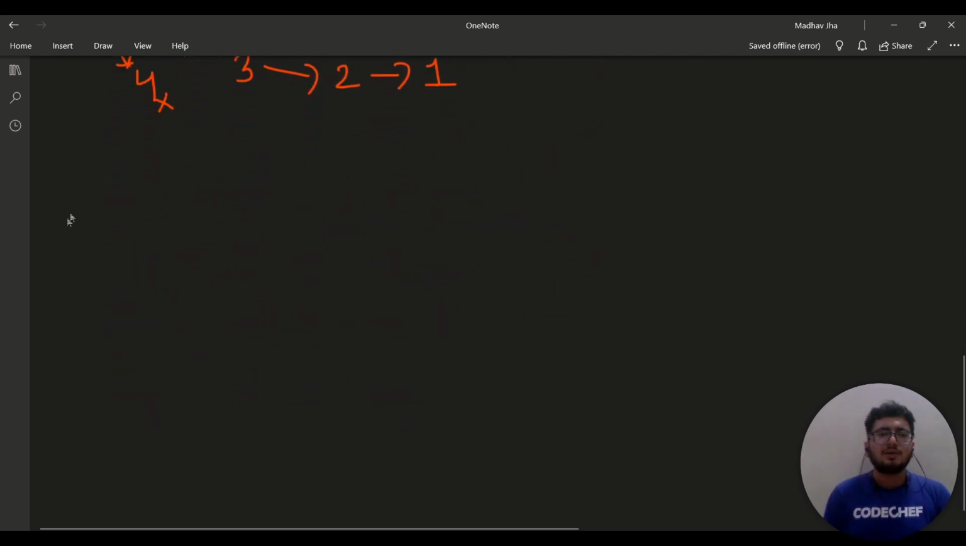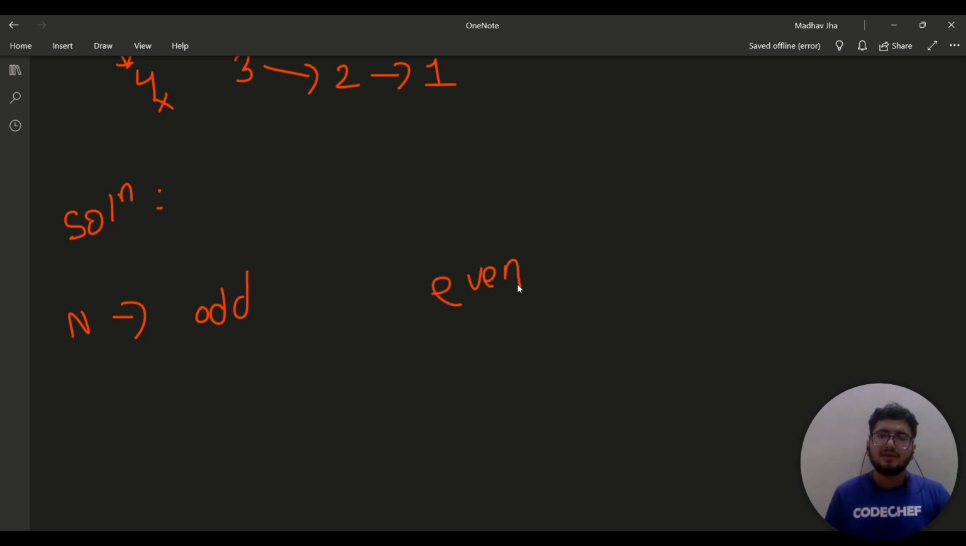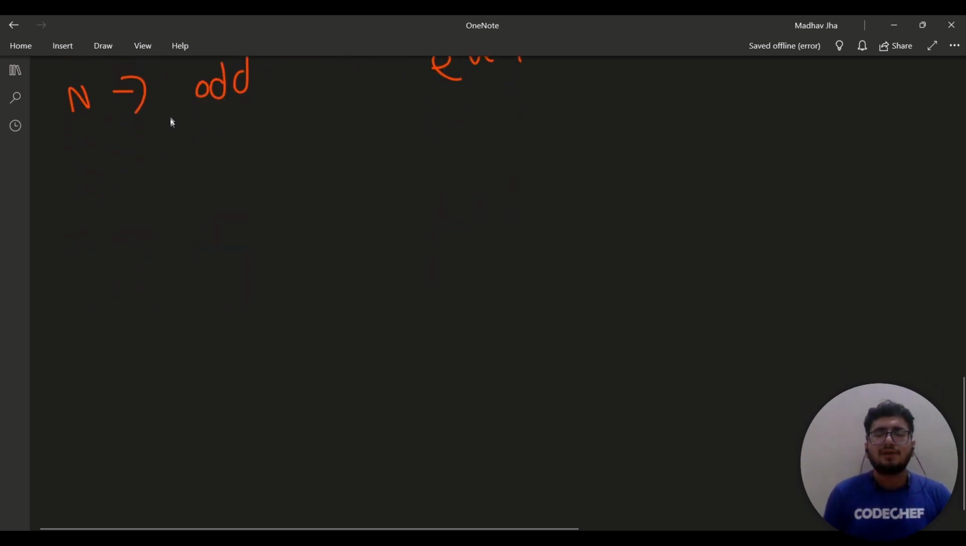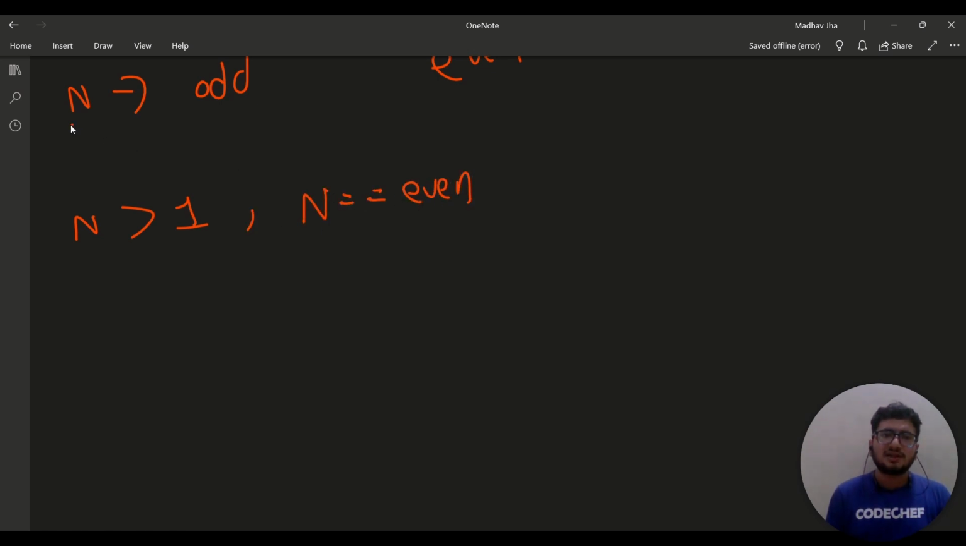Let's see how we can approach the solution. When we are given an n, the value can either be odd or even. Let's first check what to do if we have an odd number. If we have an odd number, we cannot perform the second type of operation, because it says that n has to be greater than 1, that is fine, but additionally n has to be even. So if n is odd, this operation cannot be performed.